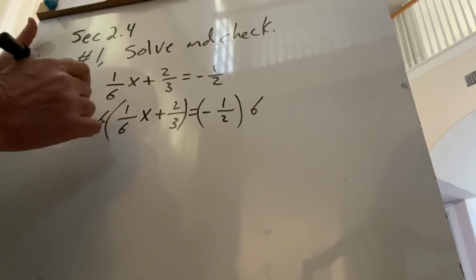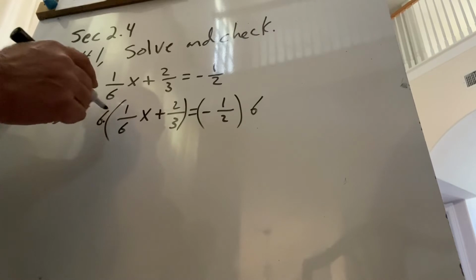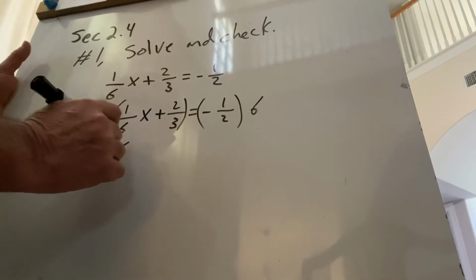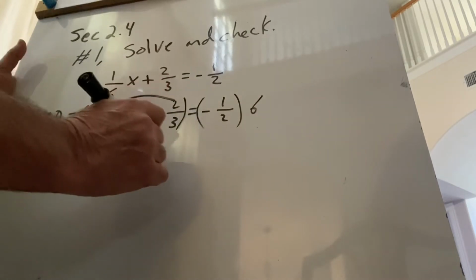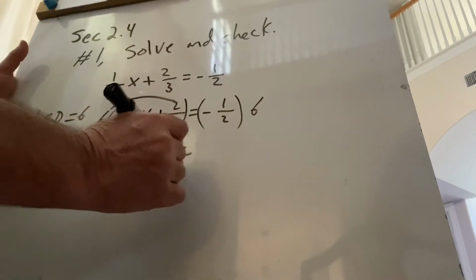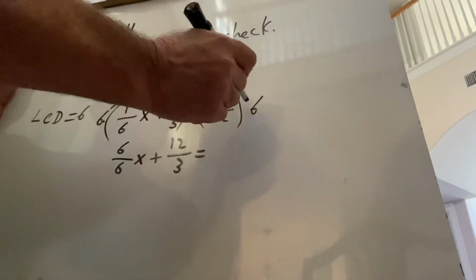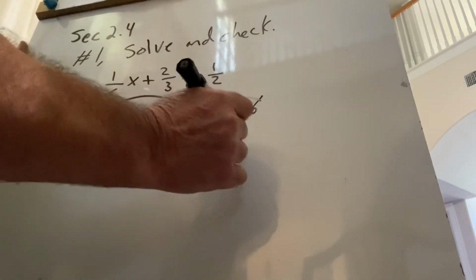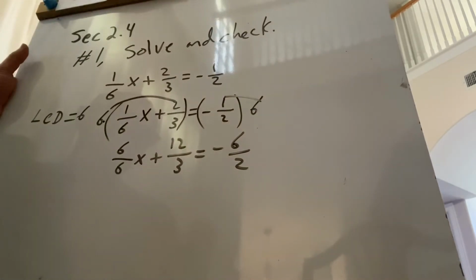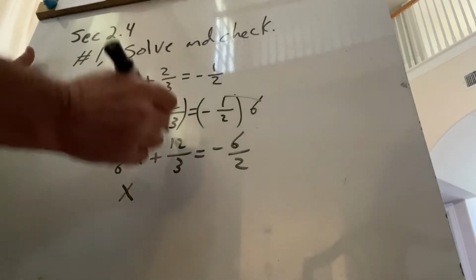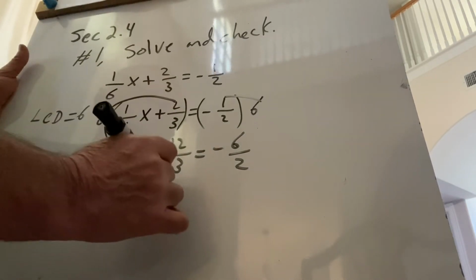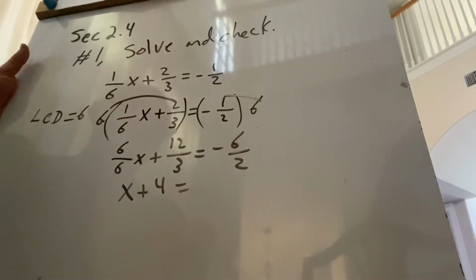So as you multiply by 6, this becomes 6 over 6 times x. Also, as you distribute, 6 times 2 becomes 12 over 3. On this side, 6 times 1 becomes negative 6 over 2. Now, 6 over 6 reduces to 1, so that just becomes x. 12 divided by 3 is 4, and negative 6 divided by 2 is negative 3.